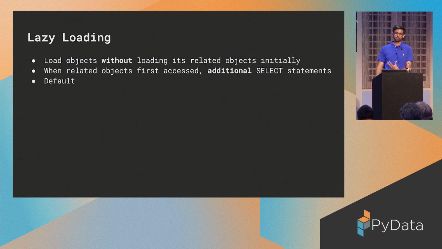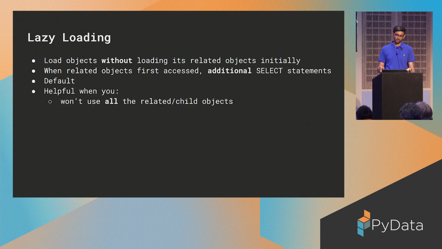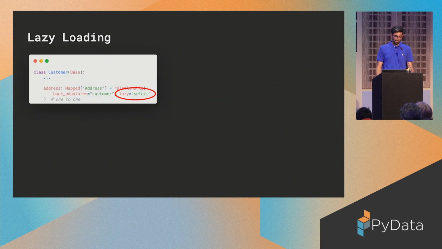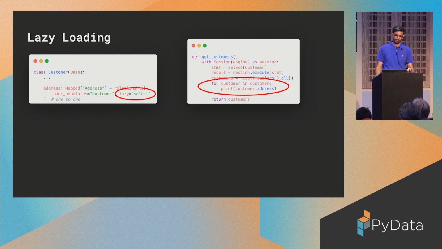And this is the default strategy of SQLAlchemy. If you don't pass any parameter for lazy, it will use lazy loading. This is helpful when you are not going to use all the child objects, and you're not going to need them in your application, or you don't require them instantly. So you need them in some other API call. So lazy loading is helpful in that case.